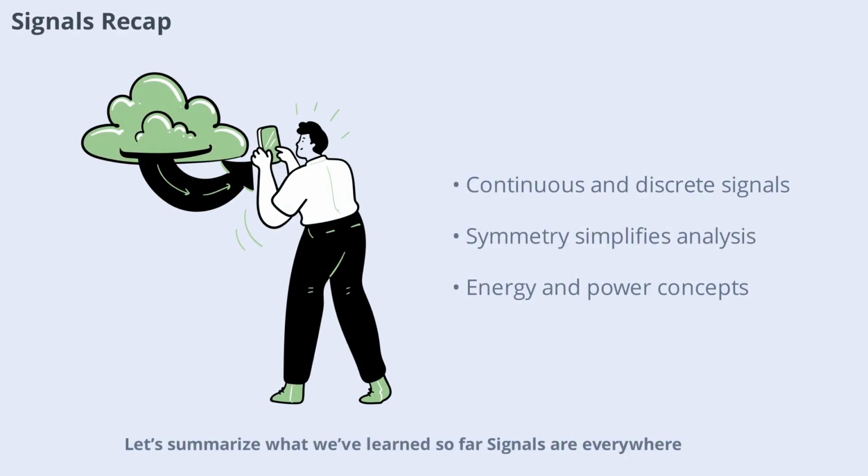Summarize what we've learned so far. Signals are everywhere and they come in many forms: continuous, discrete, time-varying, and spatially varying. All signals can be described using mathematical abstractions like the Fourier transform. The more symmetry a signal has, the easier it is to work with. We've also introduced the concepts of energy and power signals, which are fundamental for understanding and designing real-world systems.